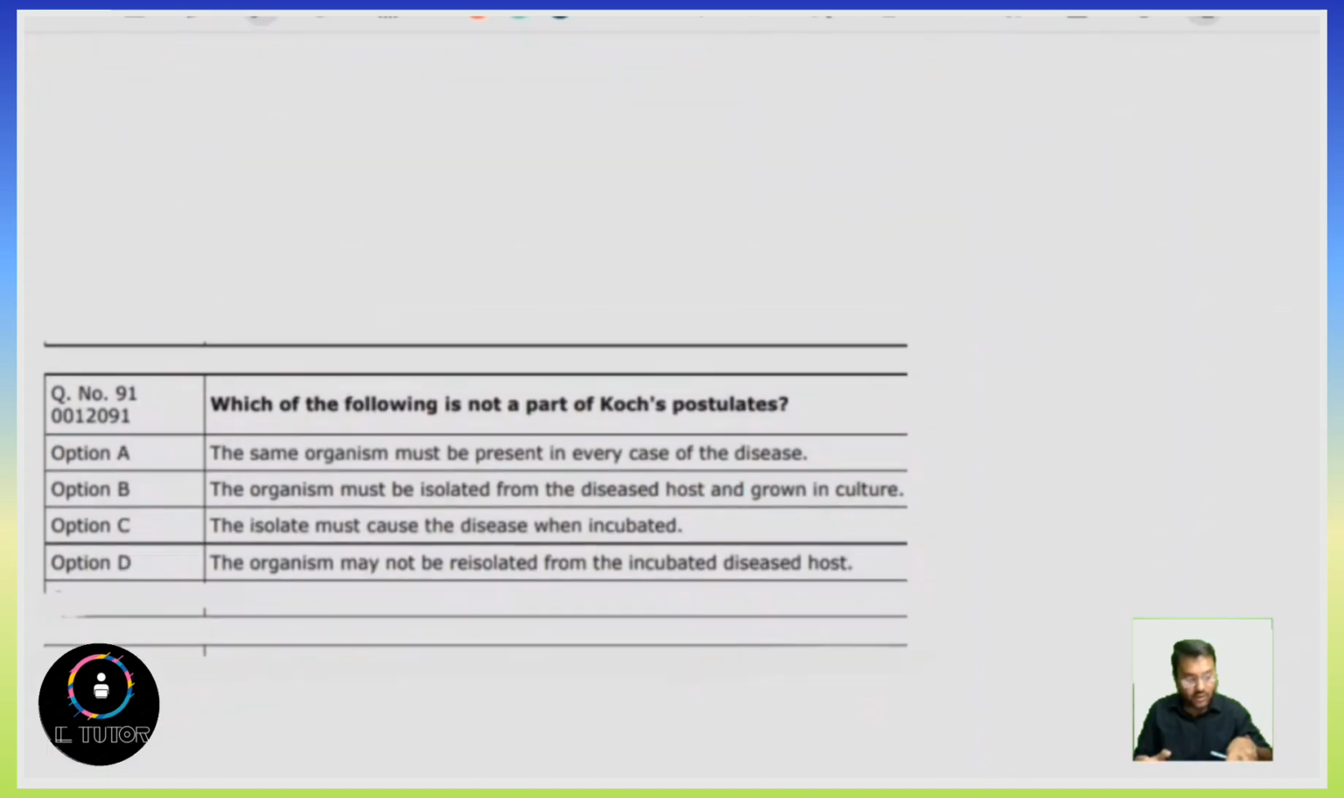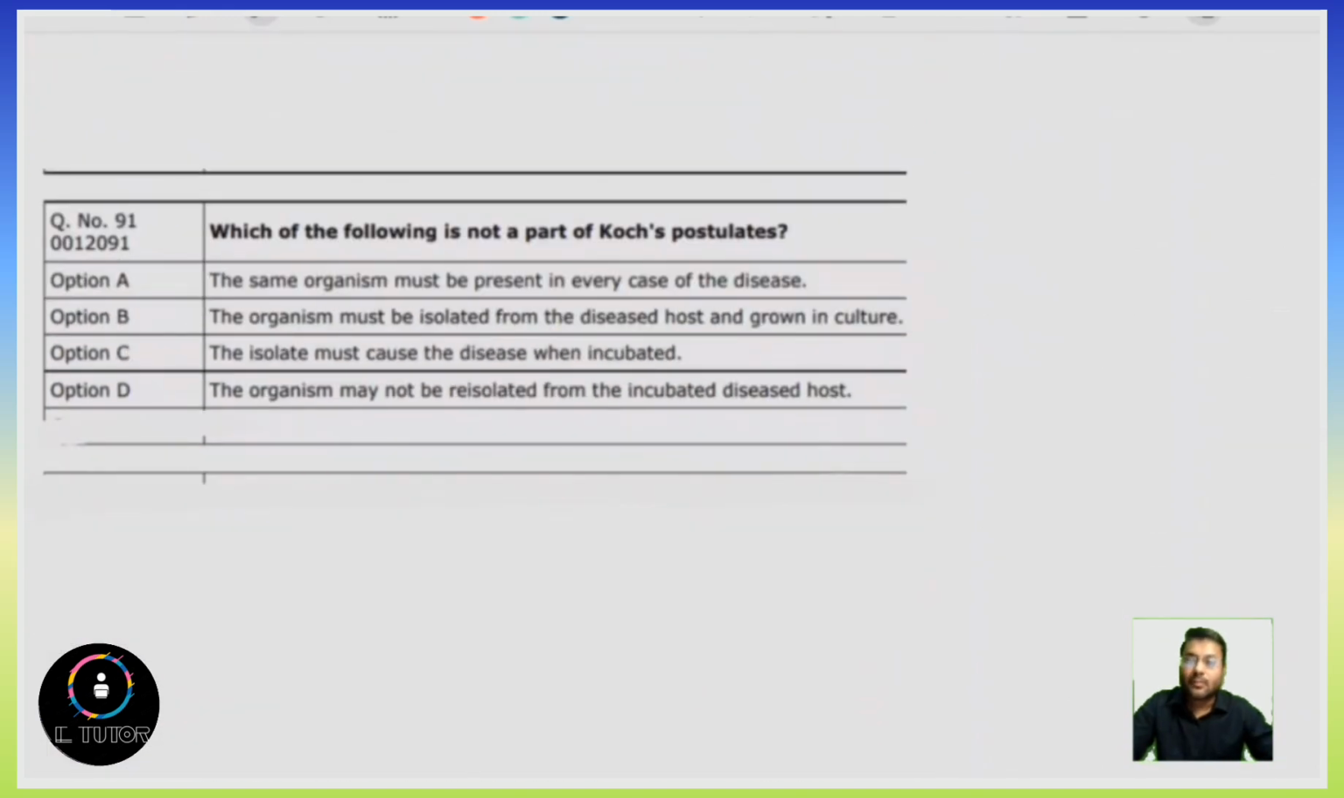Which of the following is not a Koch's postulate? The same organism must be present in every case of the disease. This is true. The organism must be isolated from the diseased host and grown in culture. This is true. The isolate must cause the disease when inoculated. This is again true. The organism may not be re-isolated from the inoculated diseased host. This is not true. It should be re-isolated. So option number D is incorrect. Answer will be option number D.